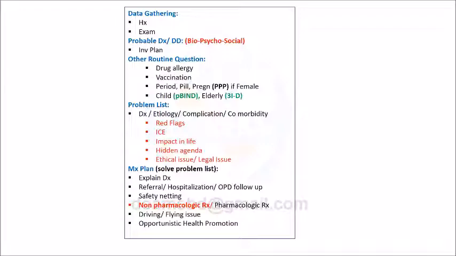And for the child patient, P-BIND, already I told you. The P means pregnancy status of the mother. B is the birth history during the delivery. Was there any problem? I is the immunization. N is the nutritional status. And the D is the development, that is the growth, physical and the mental growth.